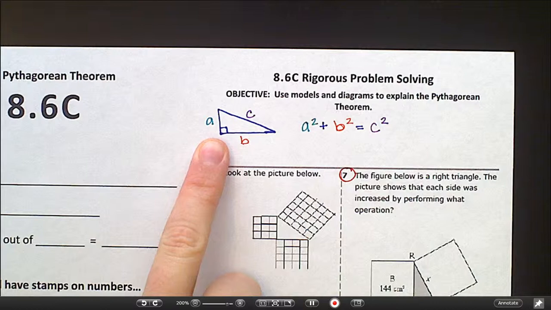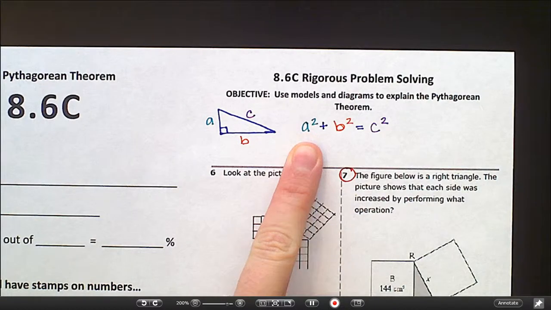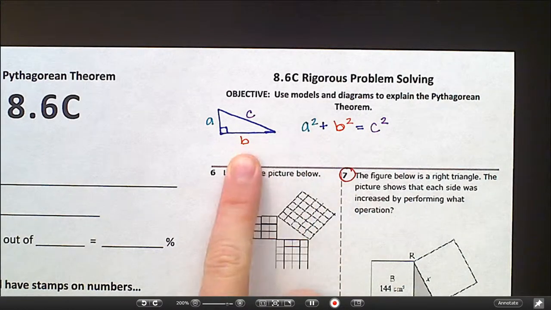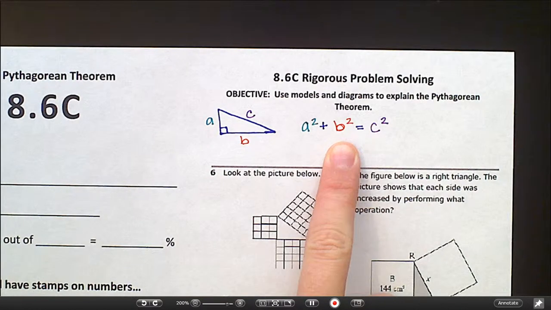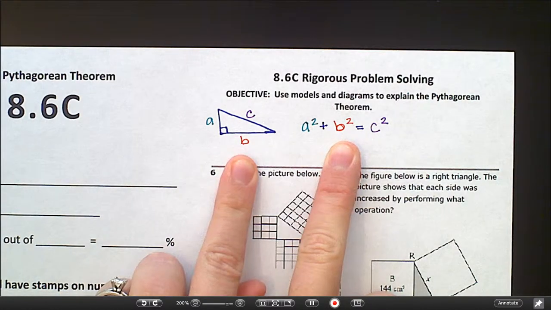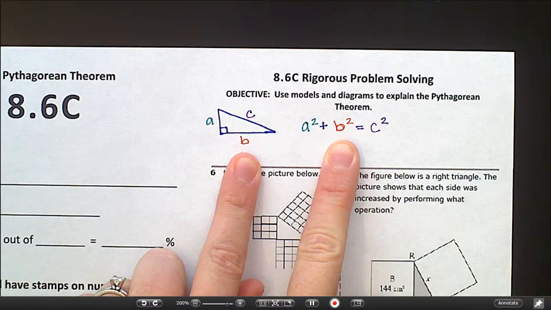This is just A. So let's say that the length of this side is 5. The formula would have 25. If the length of this side is 10, then B squared would be 100. So you have to realize that these are not the same number. This is just the length, and this is the length squared.